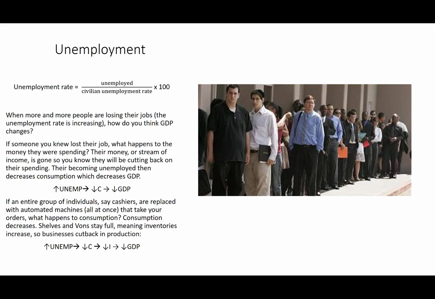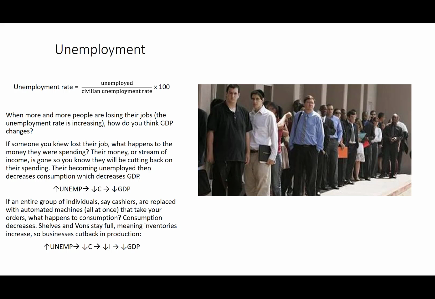Unemployment. When more and more people are losing their jobs, how do you think GDP changes? If someone you knew lost their job, what happens to the money they were spending? Their money, or stream of income, is gone, so you know they will be cutting back on their spending. Their becoming unemployed then decreases consumption, which decreases GDP. Which looks like an increase in unemployment leads to a decrease in consumption, which leads to a decrease in GDP.